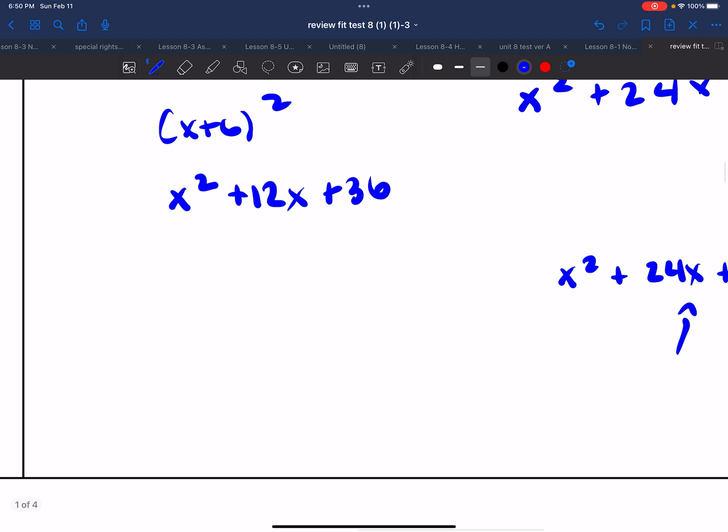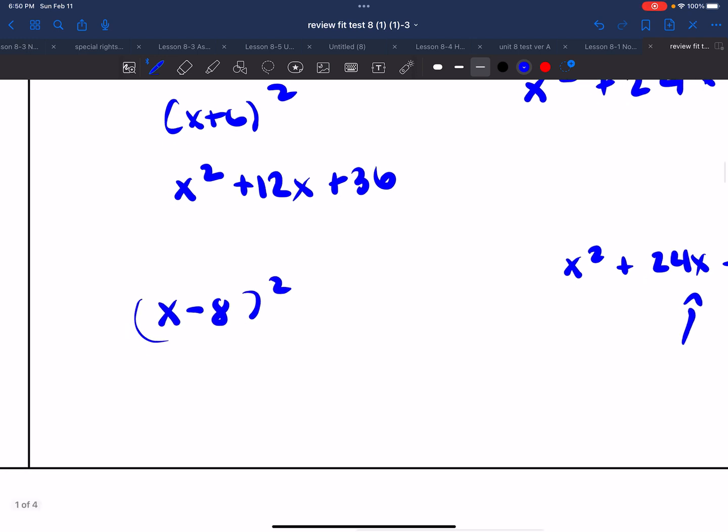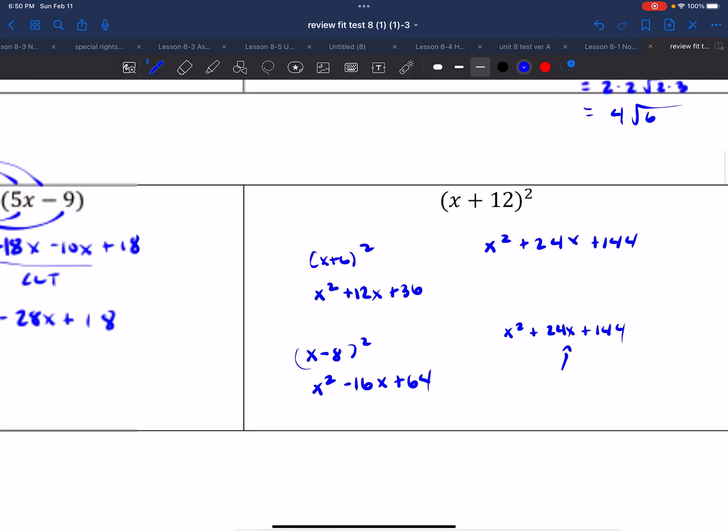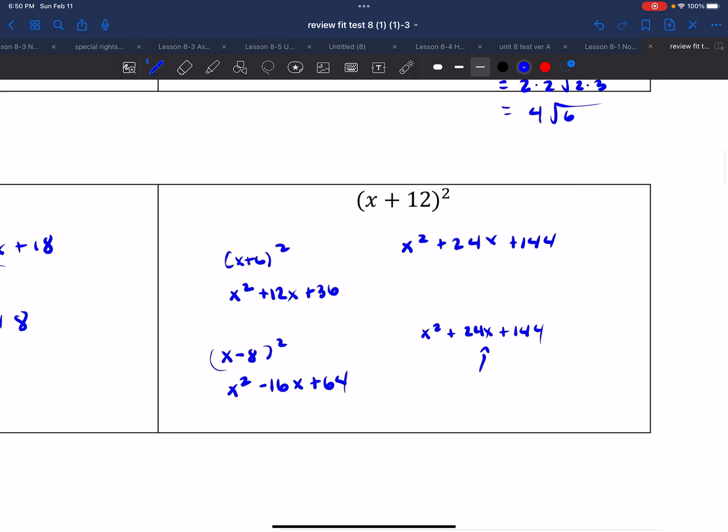If I were to give you x minus 8, the quantity squared, well, what are you going to do? Well, you're going to write x squared, because you know for sure you're going to have an x squared as your answer after you FOIL. And then you're going to do negative 8 plus negative 8. That's negative 16. Slap on the x. And then negative 8 times negative 8. That's positive 64. Okay? So that's how you FOIL really quickly.